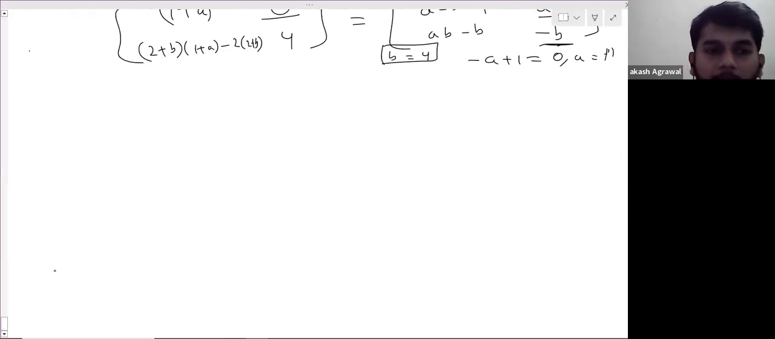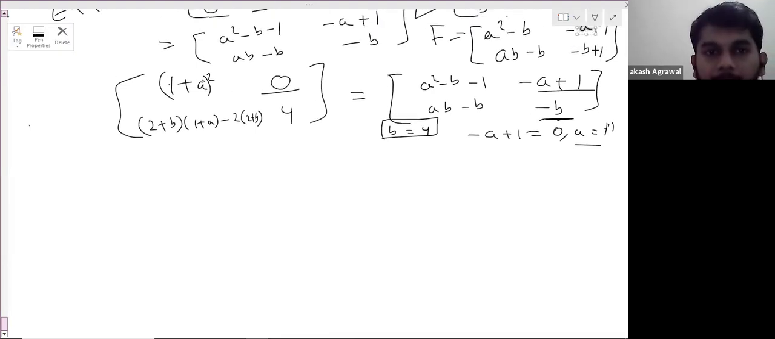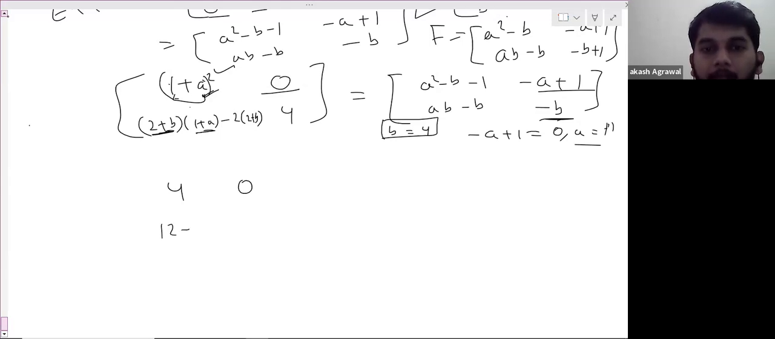I don't think you have to find other values, but let's verify. If you put A and B values as 1 and 4, all the other elements must match. So if A is 1, 1 plus 1 is 2, 2 square is 4. So here this is 4, 0, 2 into 6, 12 minus 6 into 2, 0. This is 0.